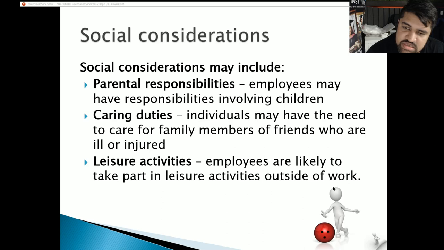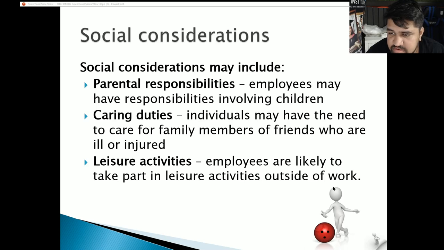Social considerations may include parental responsibilities. Employees may have responsibilities involving children. They might have responsibilities caring for family members. So they could be a primary carer for somebody that's injured or ill, and that could be one of their main functions at home.